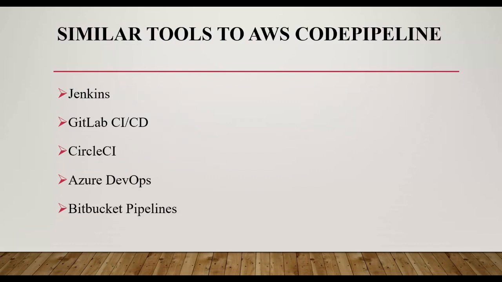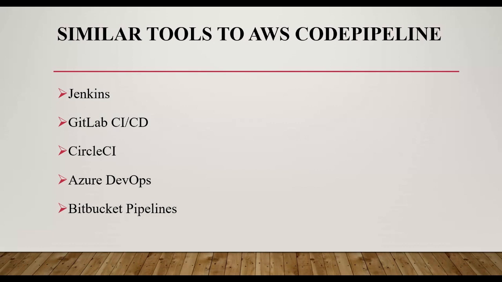The next is similar tools to AWS CodePipeline. I've already told that in a previous video. So the similar tools to AWS CodePipeline are Jenkins, GitLab CI/CD, CircleCI, Azure DevOps, Bitbucket Pipelines. So these are all the similar tools we can use instead of AWS CodePipeline. So this is the theory part of CodePipeline.